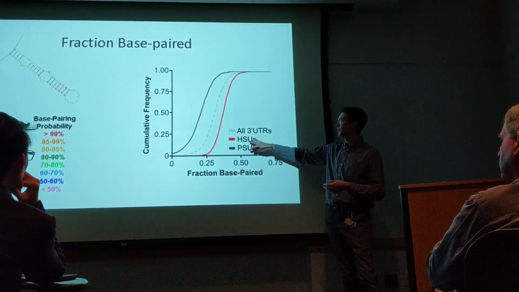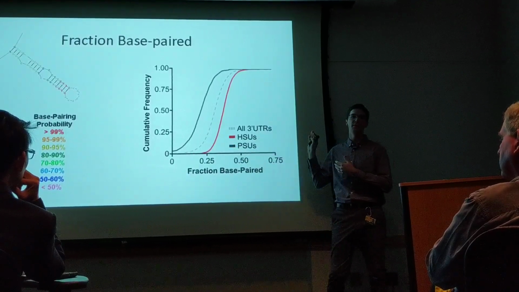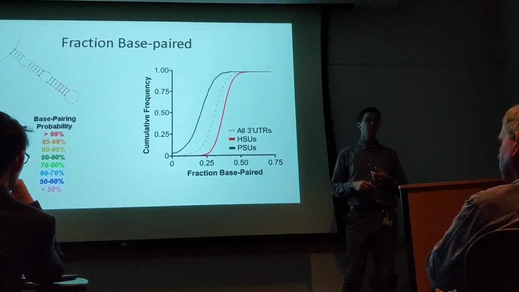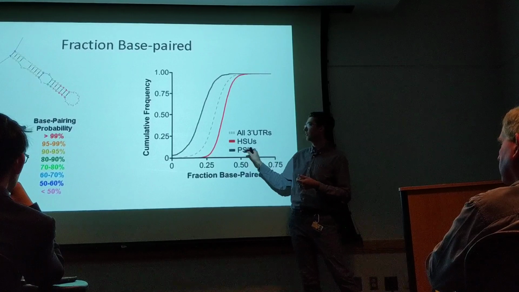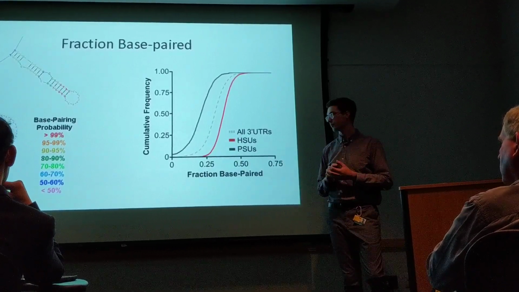So when you look at these highly structured UTRs compared to all, you see the shift to the right, which again means the highly structured UTRs have a lot more base pairing going on within the 3' UTR, and then the poorly structured UTRs are shifting to the left. So that's suggesting they have a lot less base pairing going on.